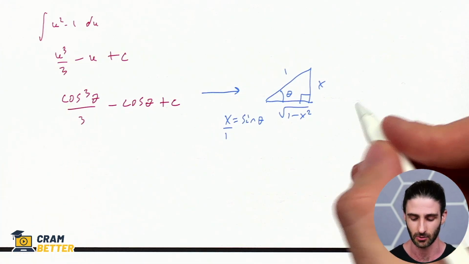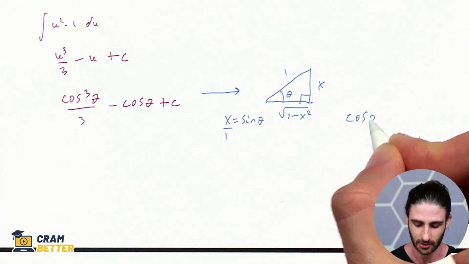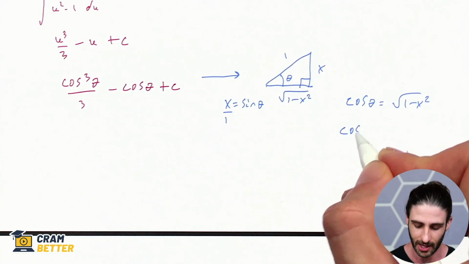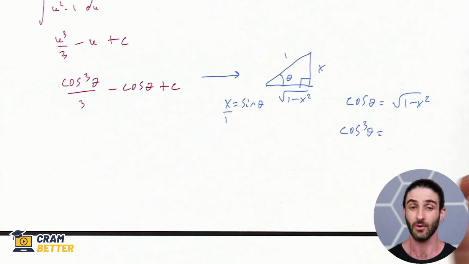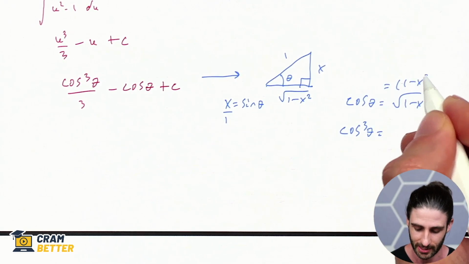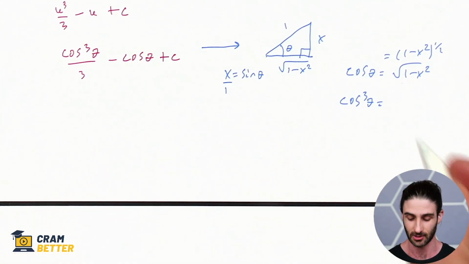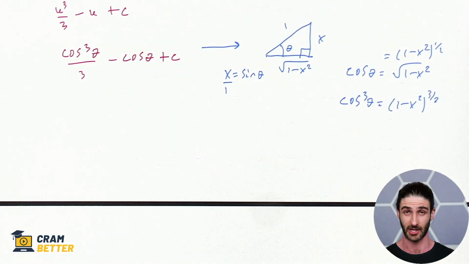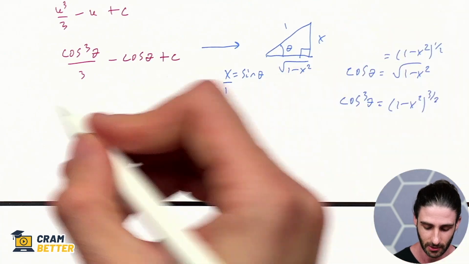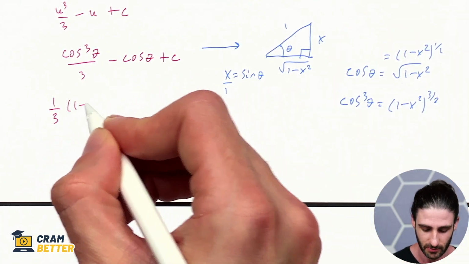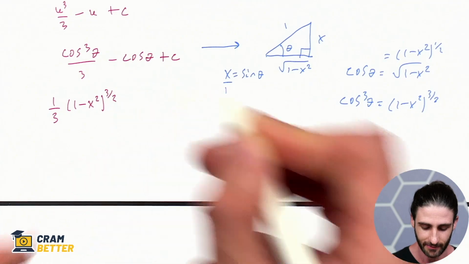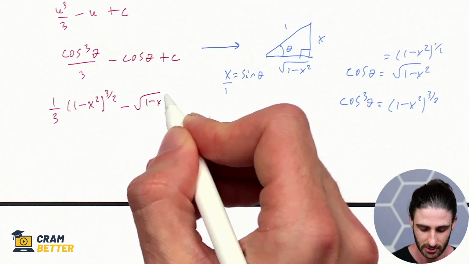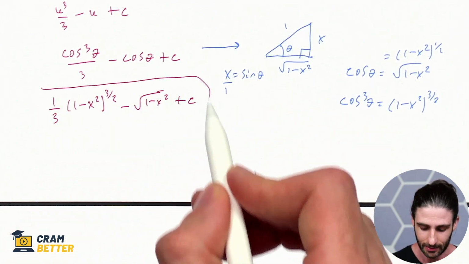So now we're going to do cosine cubed. Now, cosine of theta, I'm just going to write it over here separately. Cosine of theta is going to be adjacent over hypotenuse. That's just root 1 minus x squared. If I do cosine cubed of theta, keep in mind, root 1 minus x squared is the same thing as 1 minus x squared to the 1/2 power. I can raise that to the third power, so I get 1 minus x squared to the 3/2. Just multiply the exponents. Remember those exponent rules. So I take that, and I can plug it back in over here. This is going to be 1/3 times 1 minus x squared to the 3/2, and then cosine of theta, we just found that, that was root 1 minus x squared, so minus the square root of 1 minus x squared plus c, and I am looking great, okay?